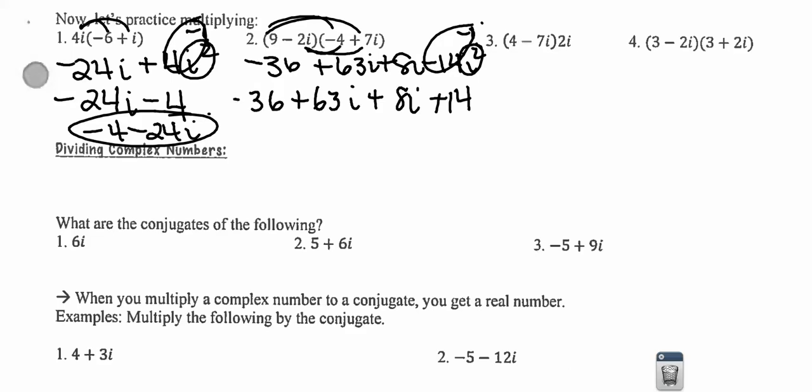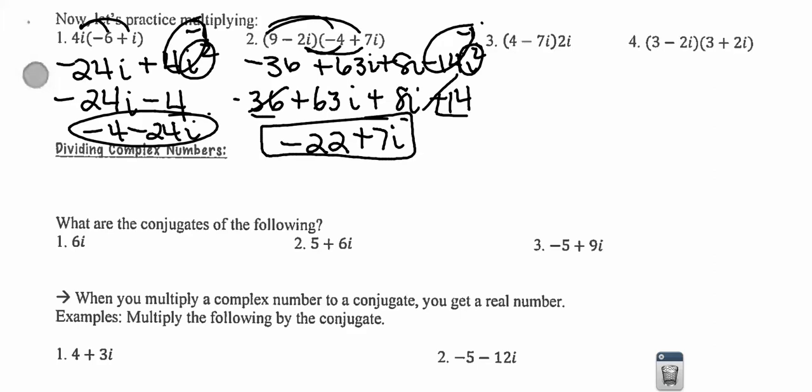And now I'm going to combine like terms. Negative 36 and 14 make negative 22. 63 and 8 makes 71i. So I want you to go ahead with this concept, and I want you to pause, try 3 and 4 on your own, and then unpause it, and we will show you the answer.